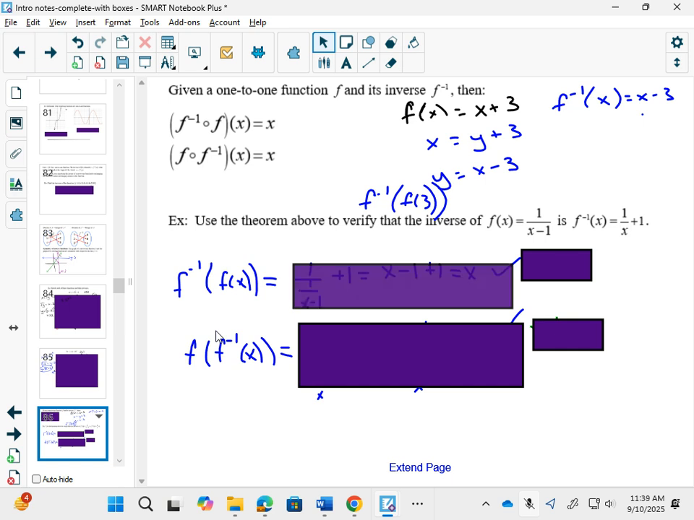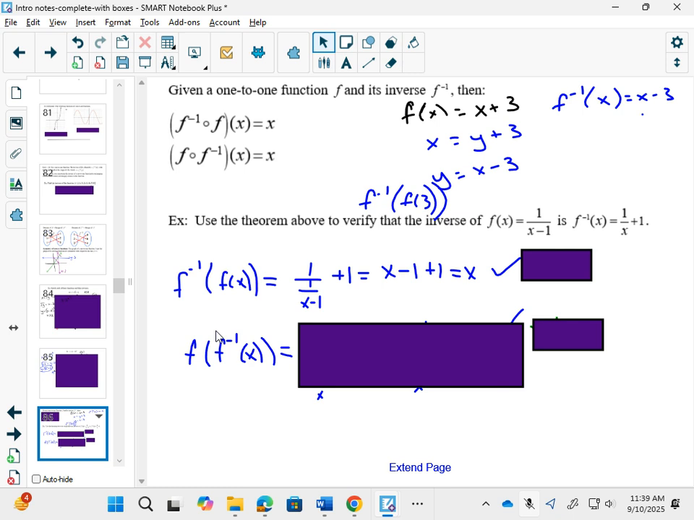So if I do f inverse of f of x, that means I'm going to plug in f of x, which is 1 over x minus 1, in for x in f inverse. And I get 1 over x minus 1 plus 1, which is dividing by a fraction, multiplied by the reciprocal, and I get x minus 1 plus 1, and I get x. So part 1 of the theorem works.